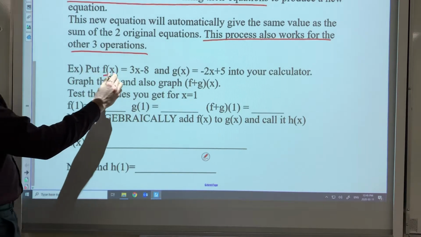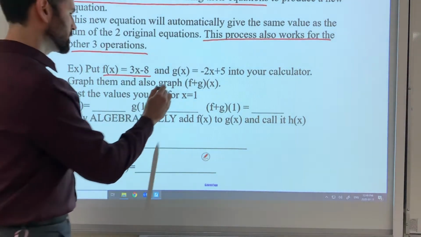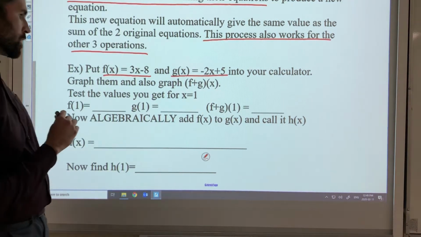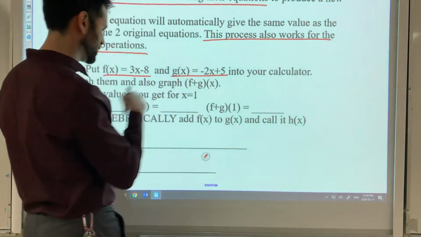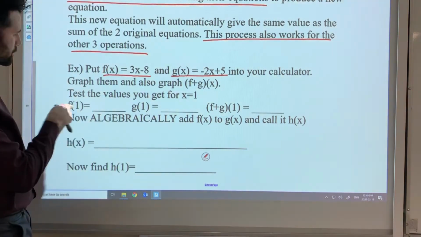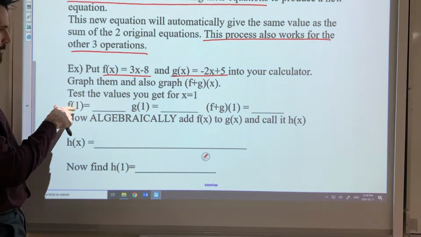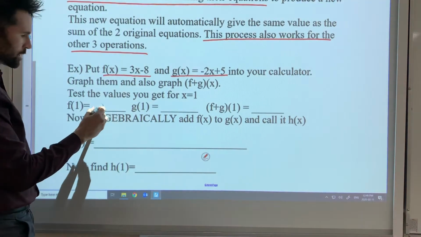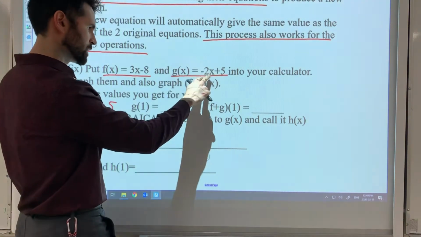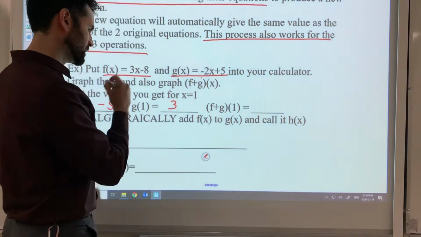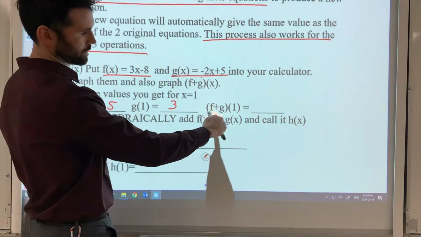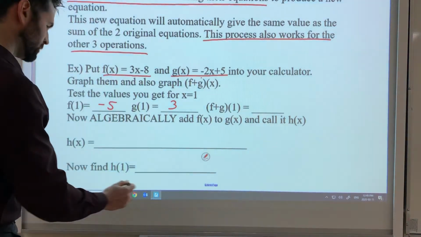If we have f of x equal to 3x minus 8 and g of x equal to negative 2x plus 5, we can graph them and find f plus g of x. If we look at just the individual y values, if we plug in 1 for x, f of 1 gives you negative 5. And if you plug 1 into g of x, you get negative 2 plus 5, so you get 3. Let's find algebraically what this is, and then look at the value when we go to that 1.